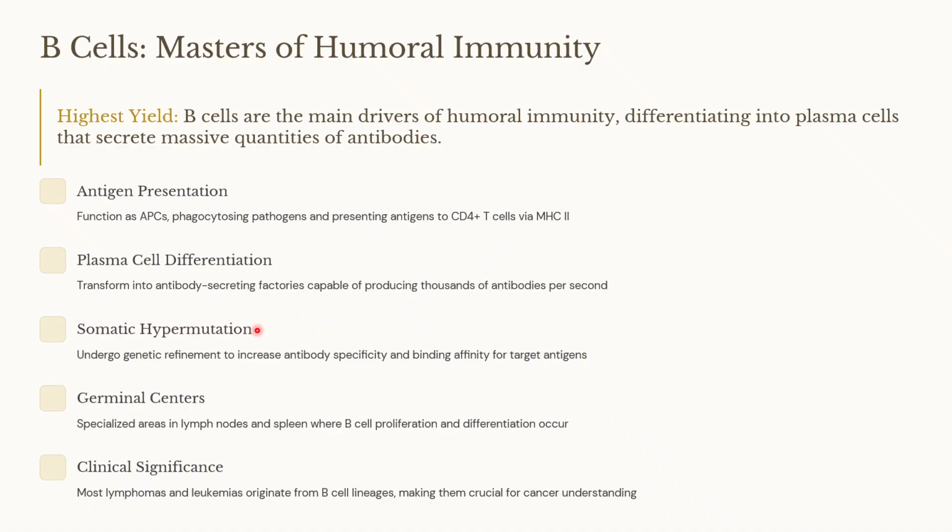What does somatic hypermutation mean? It undergoes genetic refinement to increase the antibody specificity. So it is actually going to produce an antibody, but it will be changing its genetic rearrangement to produce an antibody which is very much specific to the pathogen that has been phagocytosed initially. So this happens in the germinal centers, I told you.